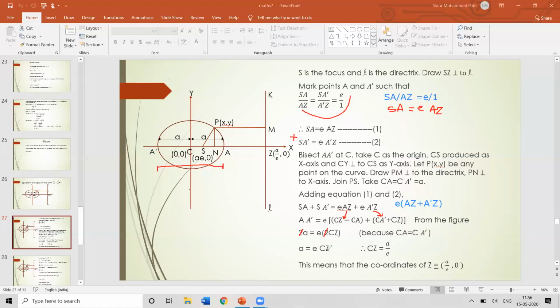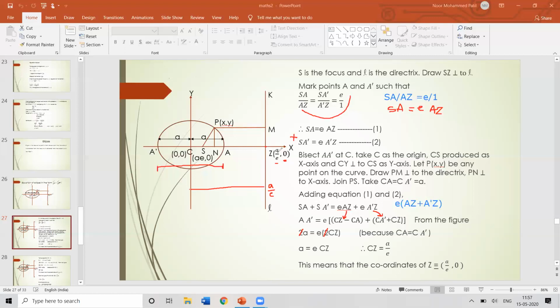Therefore CZ is equal to how much? A divided by e. It means the CZ length, from C to Z, is a divided by e. This is along the x-axis. How much is along the y-axis? Because it is on the x-axis, there is no distance on the y-axis. That's why for this point Z, we can consider the x value as a divided by e, whereas the y value will be 0. So one point we have obtained here.